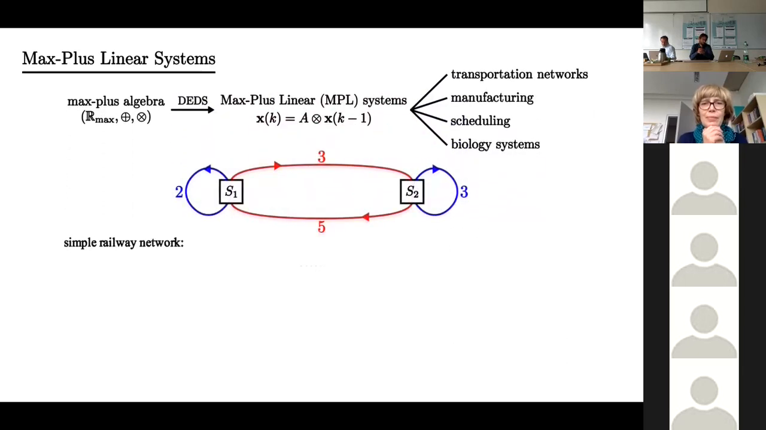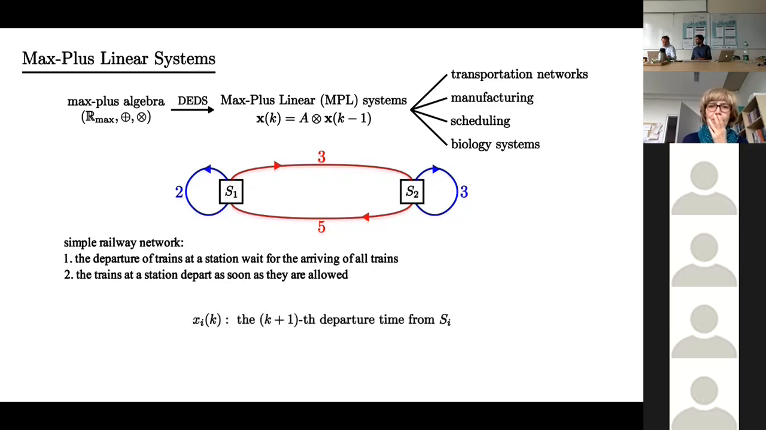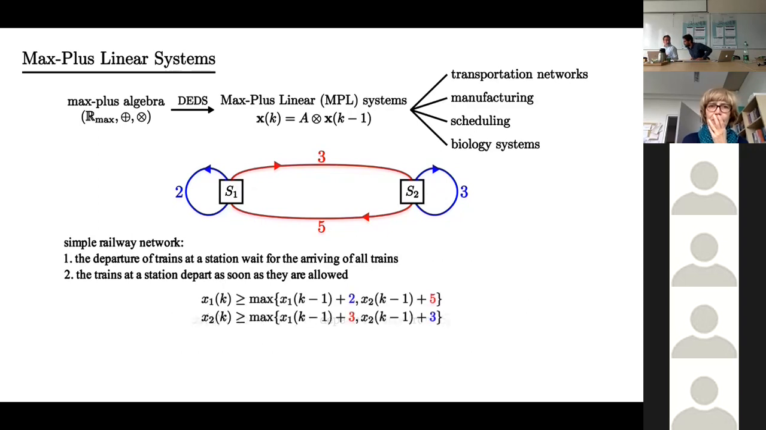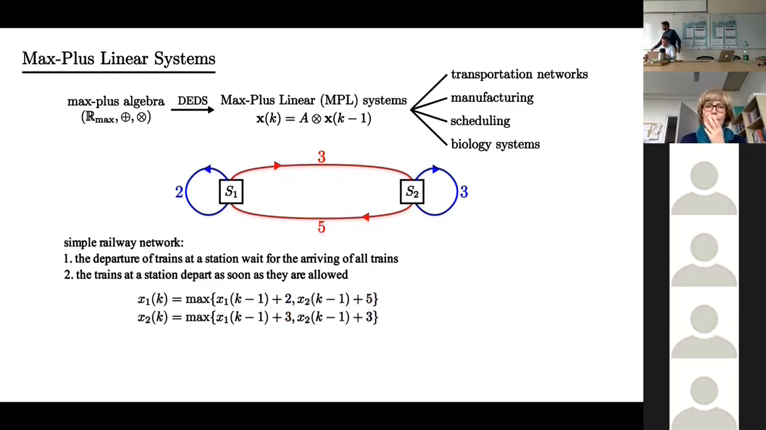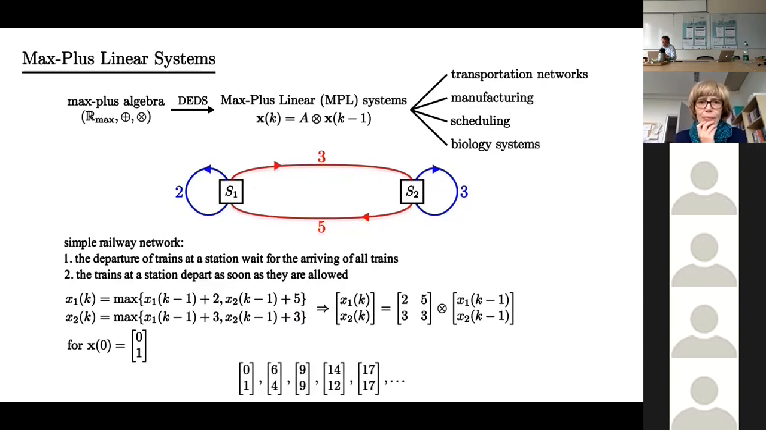Let's have an example. Here we have a railway network with 2 stations and 4 routes. There are 2 rules for this network. First, the departure of a train from a station must wait for the arrival of all trains to the station in order to allow the traveling of passengers. Second, the trains must depart as soon as they are allowed. By denoting x_i(k) as the time instant of the (k+1)-th departure from station S_i, we have the following inequalities. Then, by the second rule, we get the equation which later can be expressed as a matrix operation as follows. If, for example, the initial departures from stations S1 and S2 happen at 0 and 1 time unit respectively, then we get the following sequence of vectors.